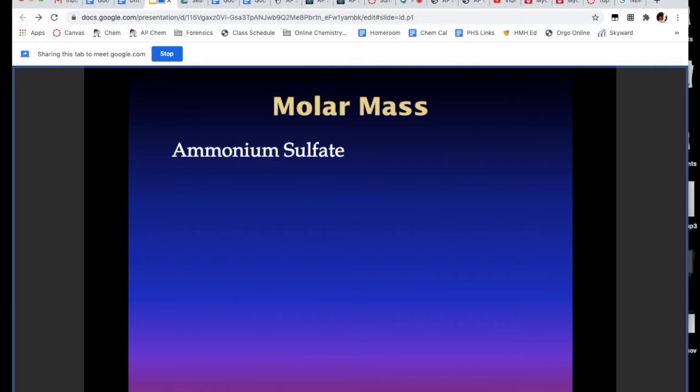Molar mass. In AP Chemistry, you never have to show this work after this chapter, but you should be able to do it. So ammonium sulfate, if I ask that to you, what formula is that? How close could you get right now? Could you write that out? Could you actually figure that out?